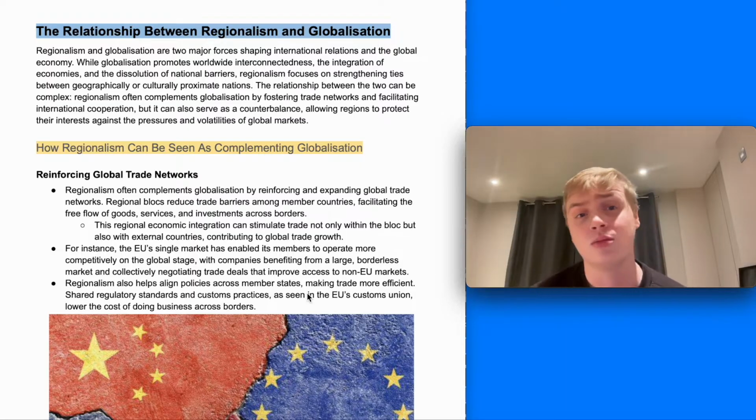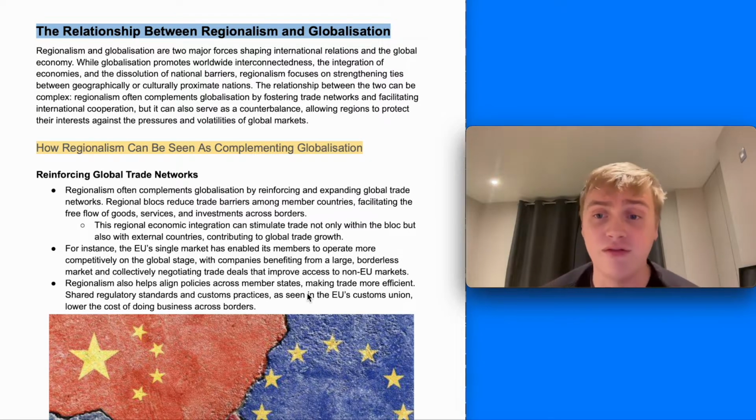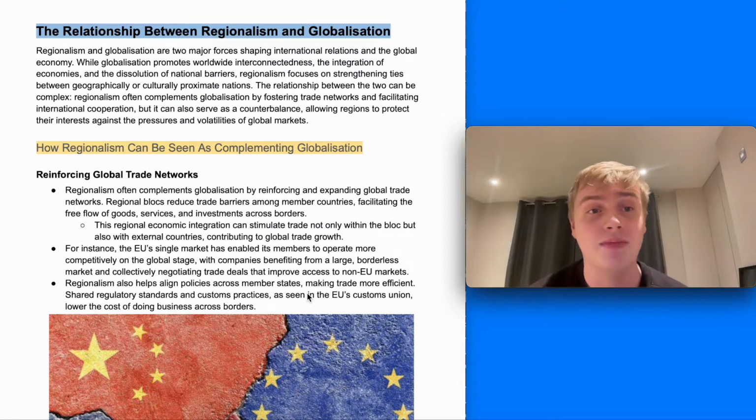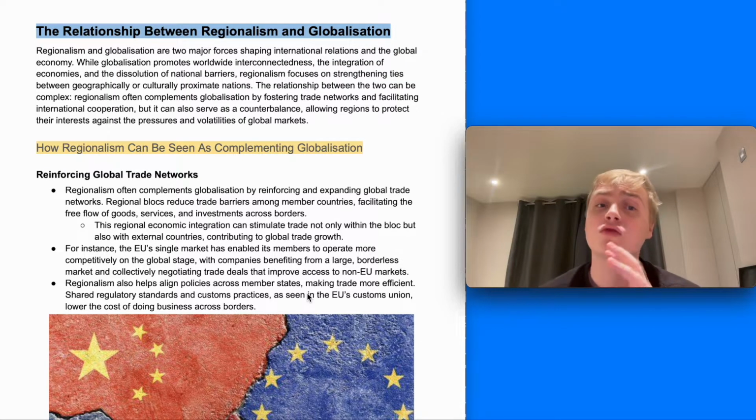So regionalism and globalisation are two major forces shaping the global economy and global politics that have really come to the fore in the last 30 years in particular, both more important now than they've ever been in history, and the relationship between them is ultimately really complex.